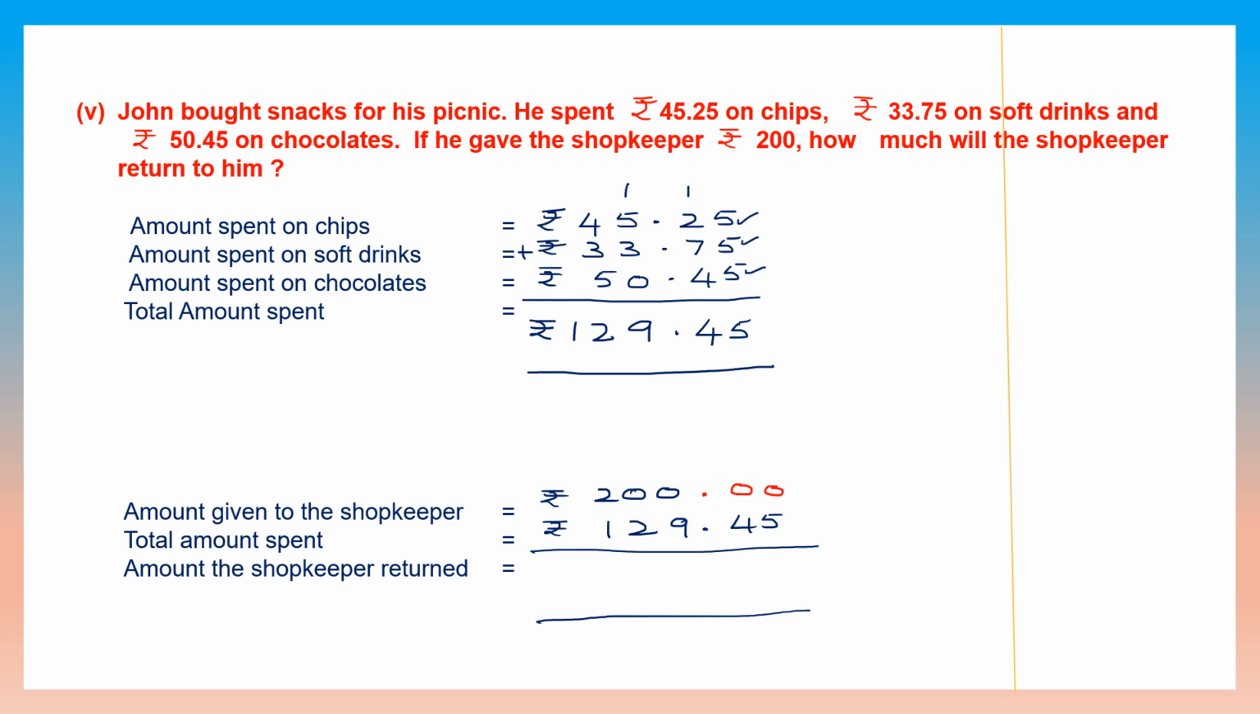Now let's borrow. 0 minus 5, you can't do, isn't it? So let's borrow from here. This 10 becomes 9, 10 becomes 9 again. Now 10 is also 9 and here it is 10. 10 minus 5 is 5. 9 minus 4 is also 5. Then 9 minus 9 is 0. 9 minus 2 is 7 and 1 minus 1 is 0. So what is the amount that the shopkeeper returned? The amount that the shopkeeper returned to him is 70 rupees and 55 paise. So this is the final answer.